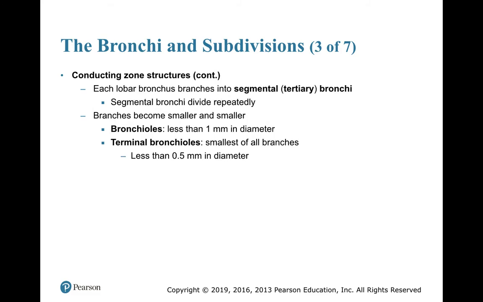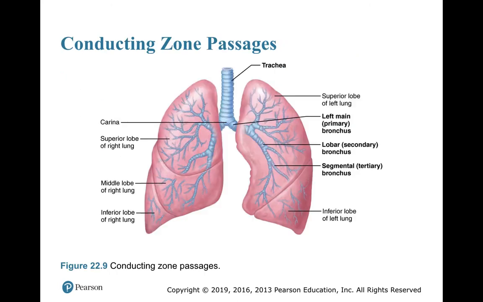Each bronchus is divided into segmental or tertiary bronchi. Those segmental bronchi divide repeatedly out to a total of 23 times from the beginning, and those branches become smaller and smaller. A bronchiole would be less than 1 millimeter in diameter, and the terminal bronchioles, the smallest of all the branches, are less than 0.5 millimeter in diameter.